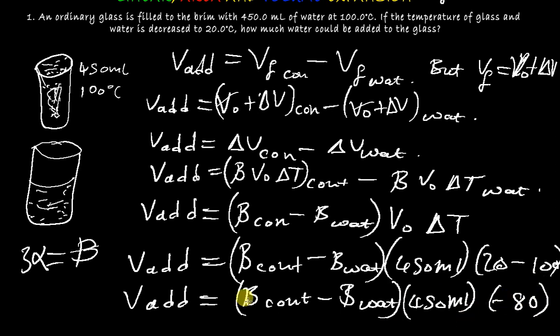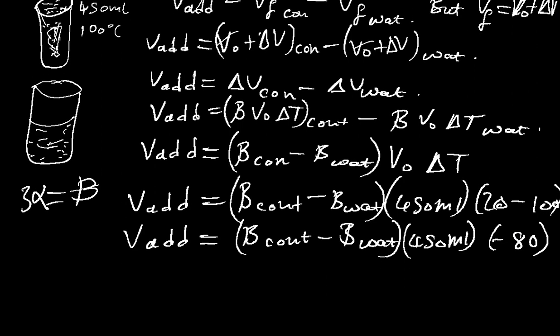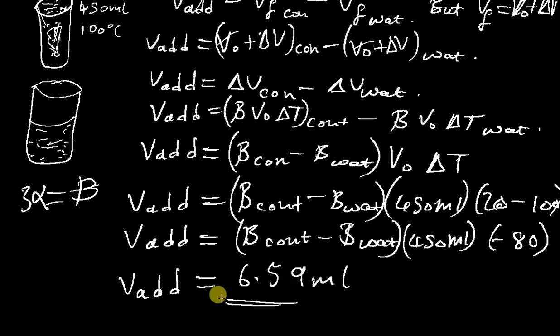Once you calculate this, after getting the values from the table, and I provided the values of this in my lecture slides, the table is there where you can get these values. So after finding all this, the answer you're supposed to get is 6.59 mils. So this is the answer that you're supposed to get.